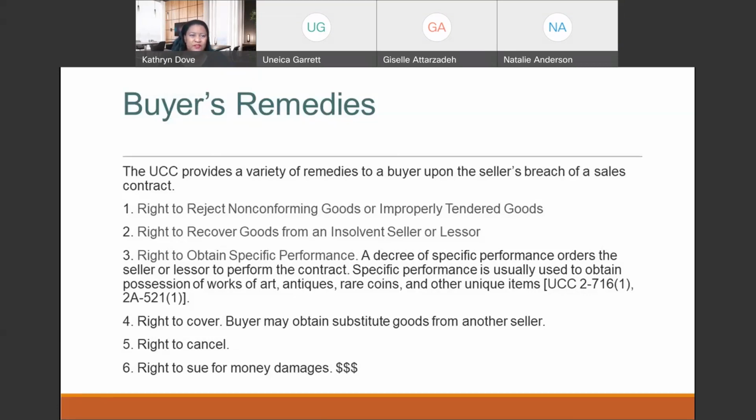Anyone else have any thoughts on this? How buyers can get remedies when you purchase goods? Has anyone purchased something at Target or Walmart.com or Amazon and had difficulty getting a remedy? Any issues? Go ahead.